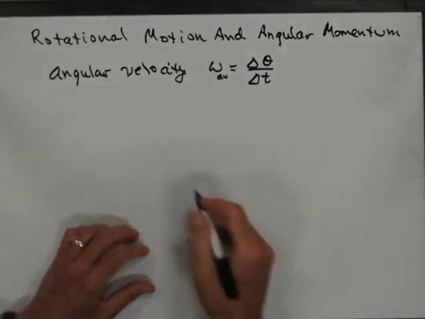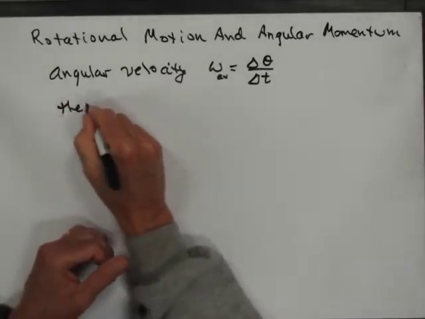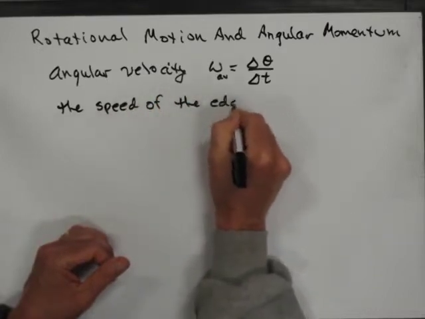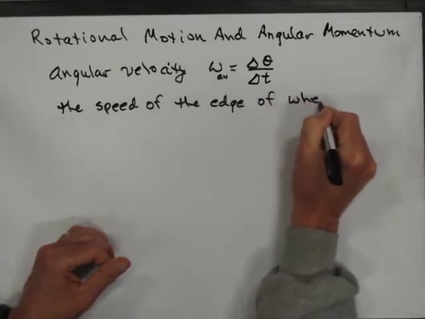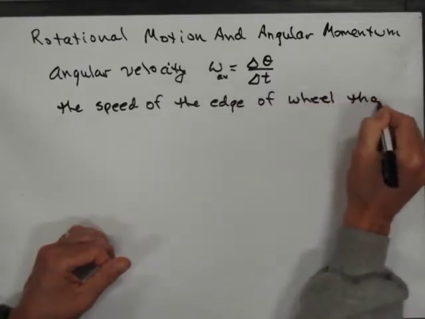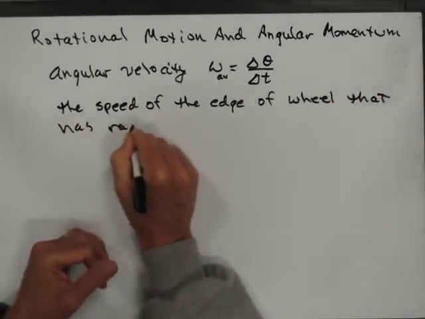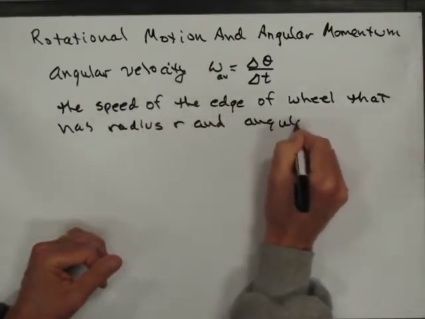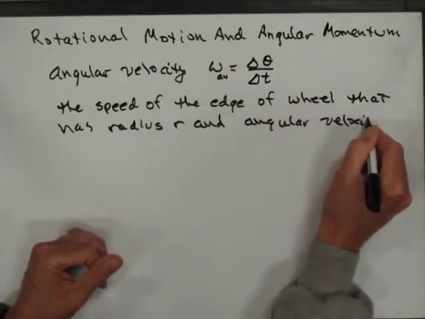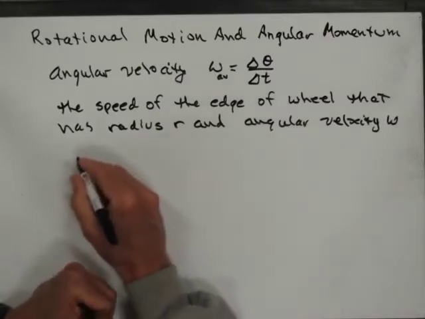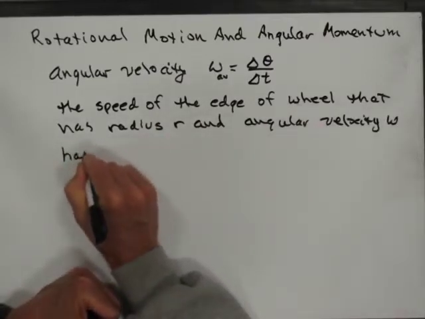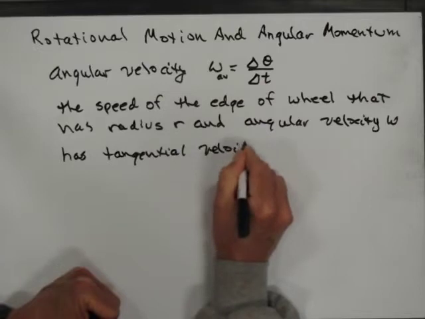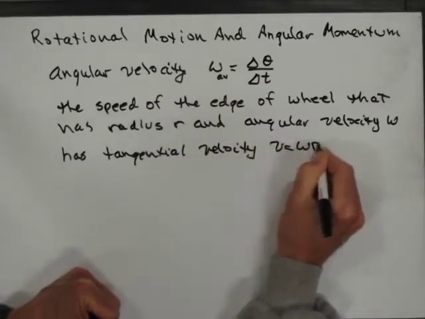And we developed a few relationships like the speed of the edge of a wheel that has radius r and angular velocity omega, has tangential velocity v equals omega times r.